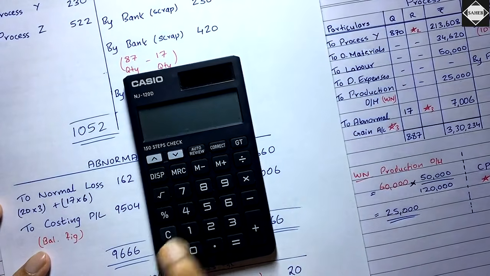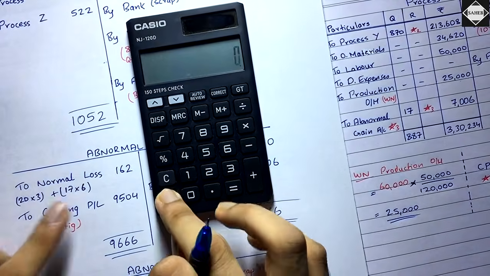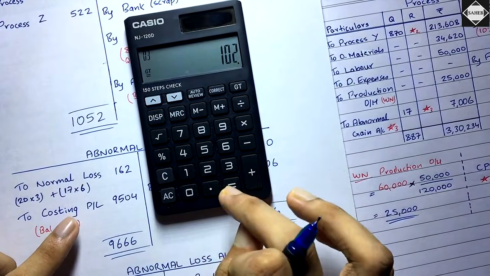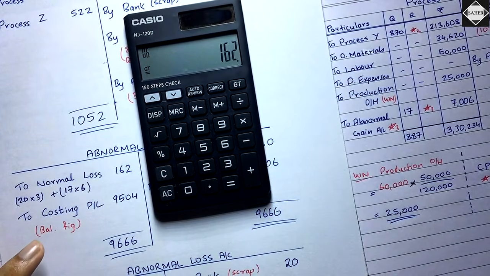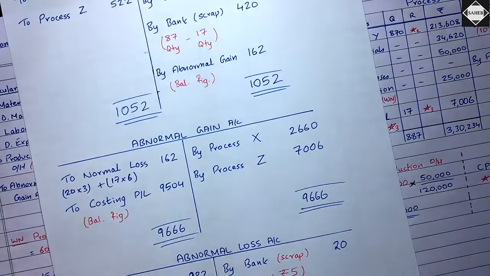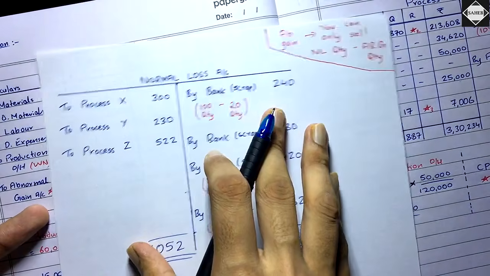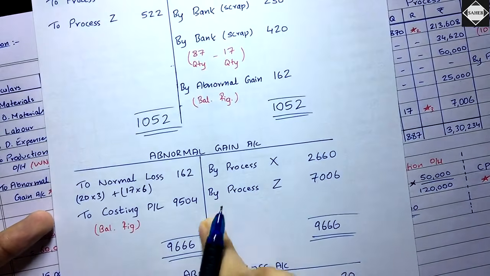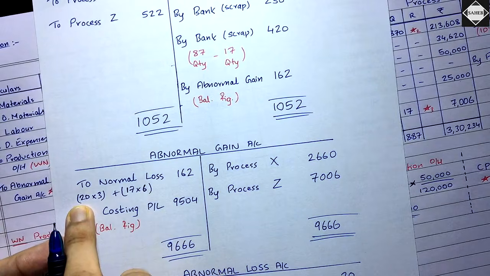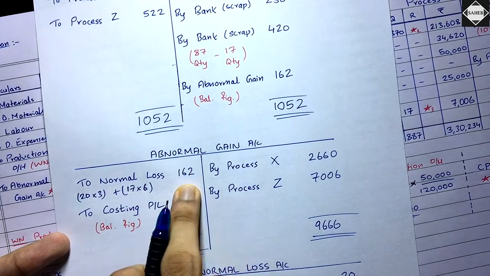See here, 20 into 3, that's 60. Then 17 into 6, that's equal to 102. So 102 plus 60, that's equal to 162. So this is how you can also calculate this figure directly. You don't need to prepare the normal loss account. If it is not asked in the exam, don't go on preparing the normal loss account. Directly prepare the abnormal gain account and multiply the abnormal gain quantity by the scrap value in that process. Do that and add it up, and you will get this figure.